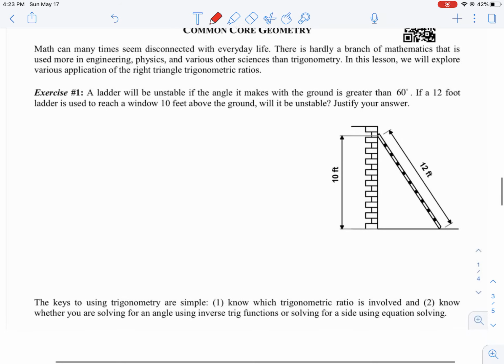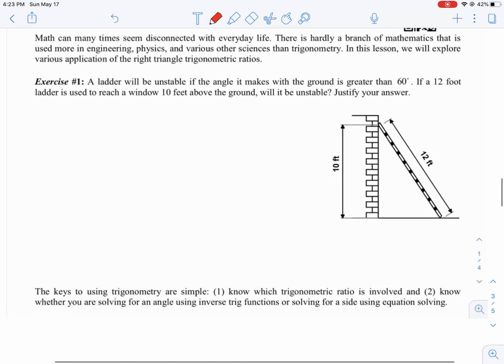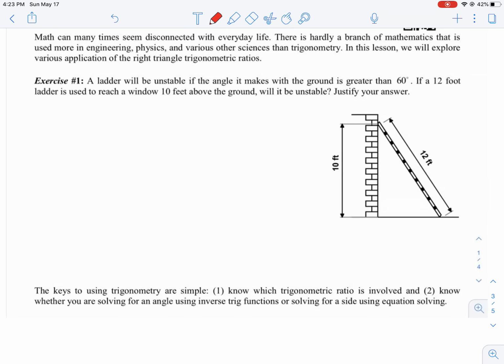Now, I don't think people are remembering these trigonometric ratios. I don't think construction workers are walking around memorizing SOHCAHTOA. But those that are familiar with these ratios understand that that's where a lot of this stuff comes from when you're building stuff. So anyway, a ladder will be unstable if the angle it makes with the ground is greater than 60 degrees. So if a 12-foot ladder is used to reach a window 10 feet above the ground, will it be unstable? Justify your answer.